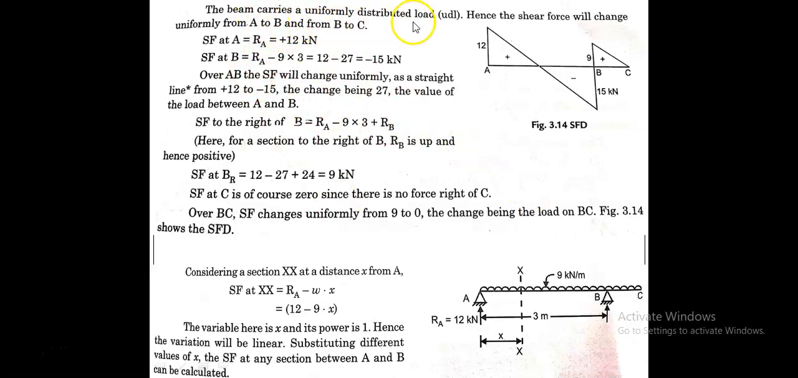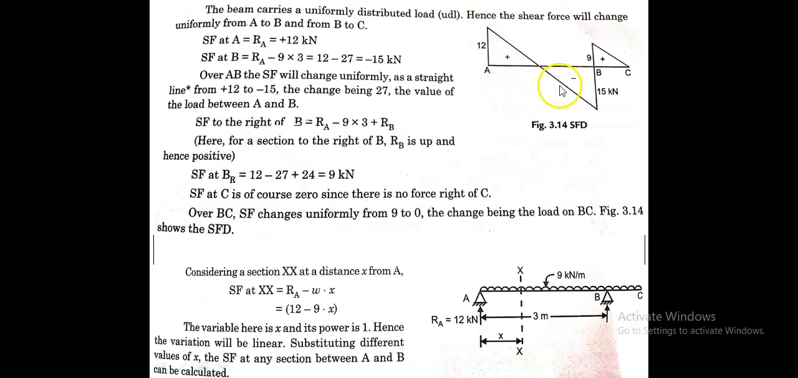So the beam carries a uniformly distributed load, hence the shear force will change uniformly from A to B and from B to C. So the shear force is also uniformly varying. Because it is UDL, the shear force at A, RA, is equal to plus 12. Upward, because A is a left support, left up is positive, that is RA is equal to 12.